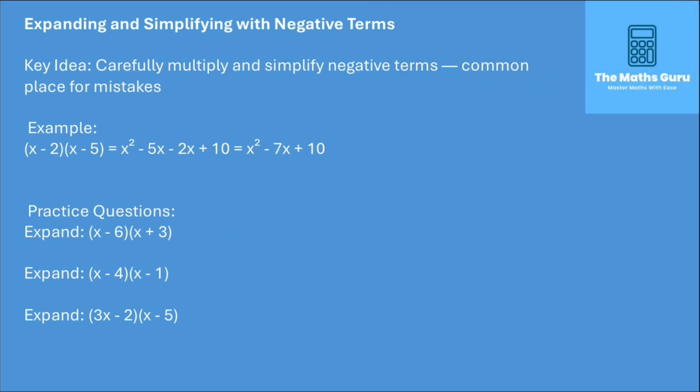Moving on to question number 3. We have 3x minus 2 times x minus 5. We get first terms is 3x squared. Outside terms gives us minus 15x. Inside terms gives us minus 2x. And last terms give us positive 10. So we have 3x squared minus 17x plus 10. And that is our final expansion using double brackets and the FOIL method.